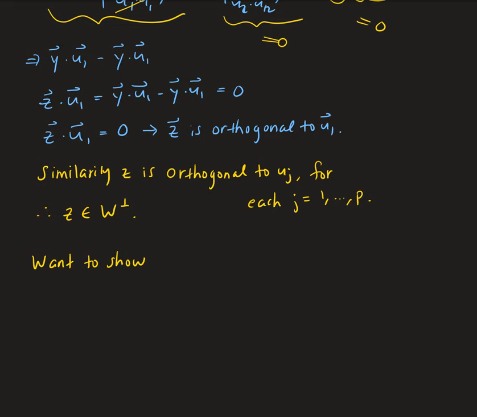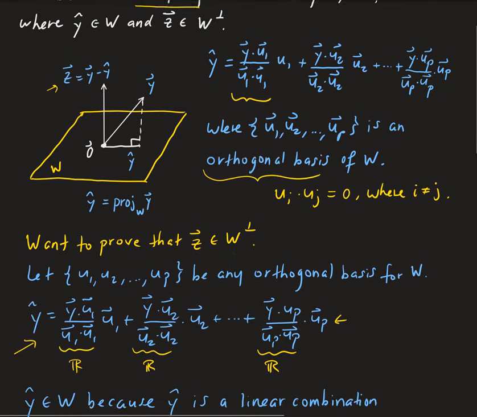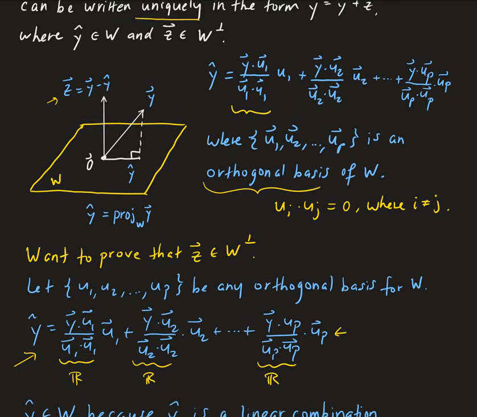Okay, so we want to show that y, our vector that we're projecting onto W, is decomposed into y hat and z. Going back up to the figure, from this one we can see that the vector y is the same as z plus y hat. So we want to show that the y vector is unique.